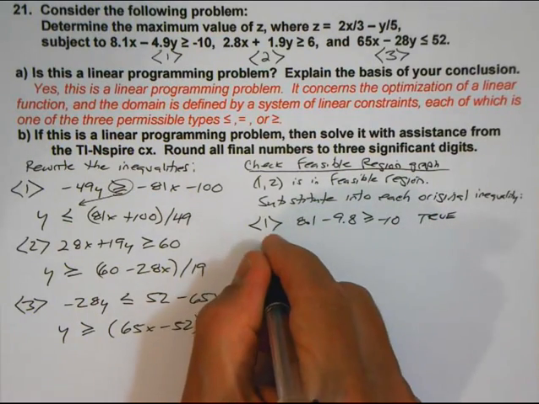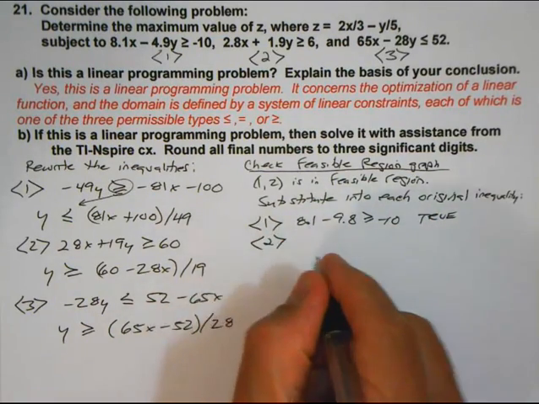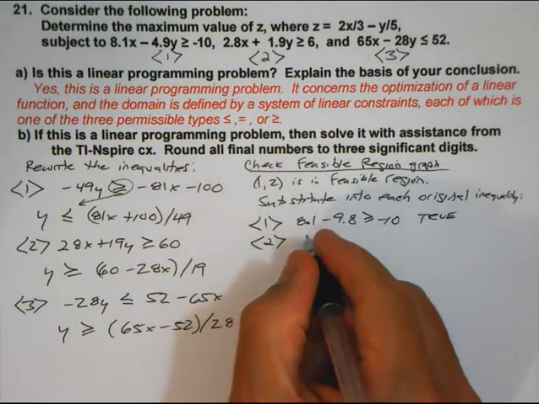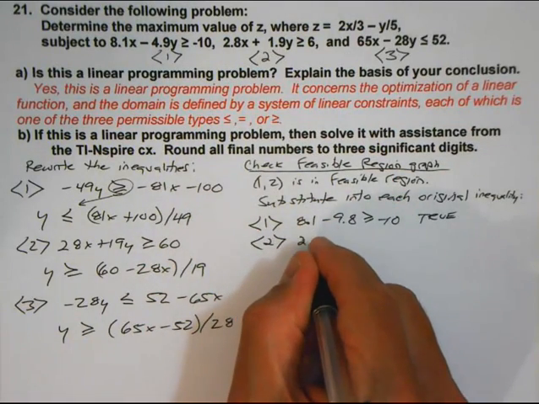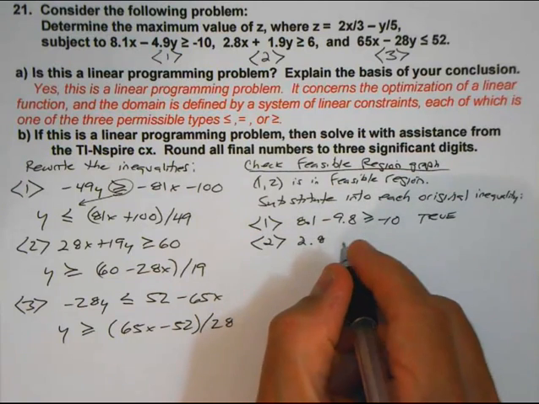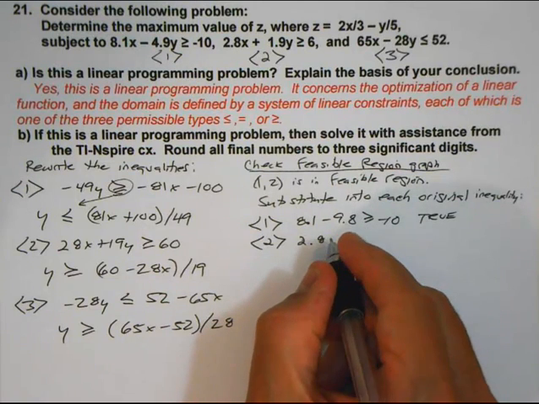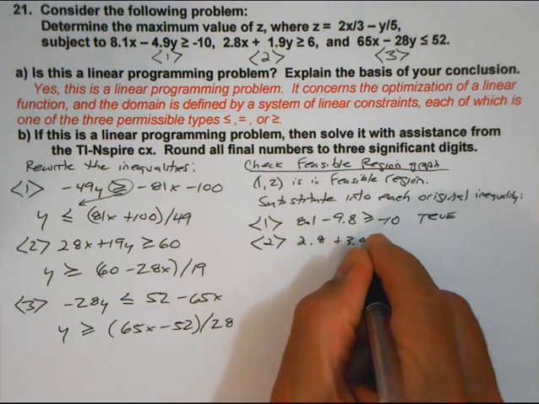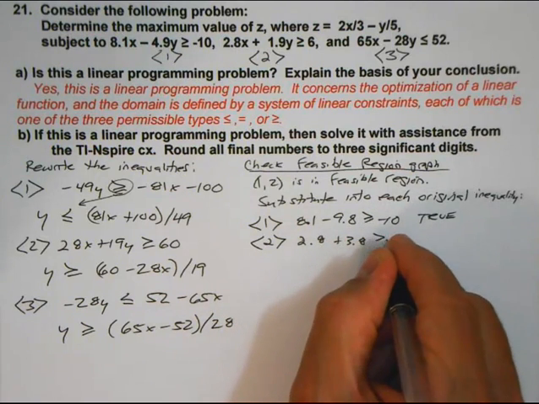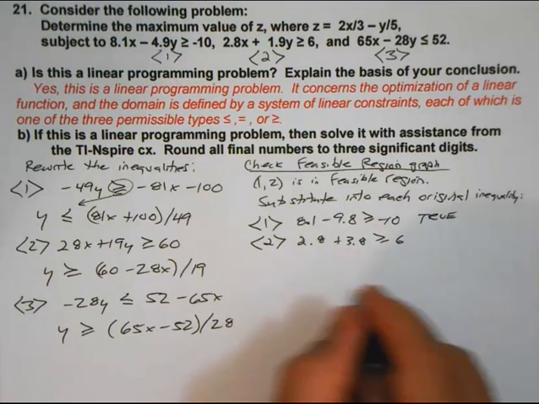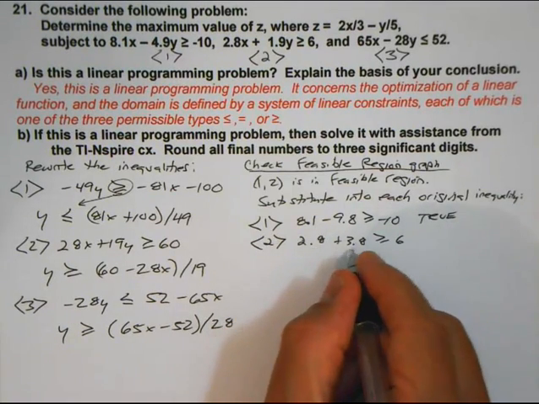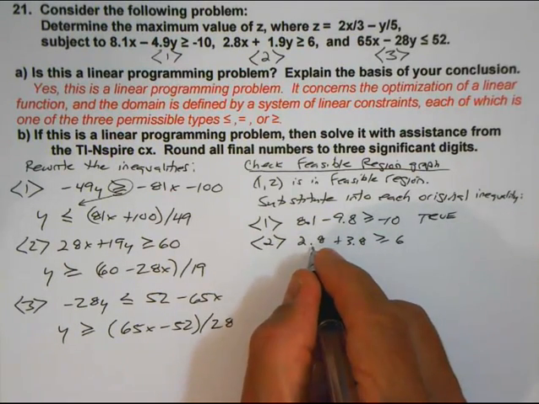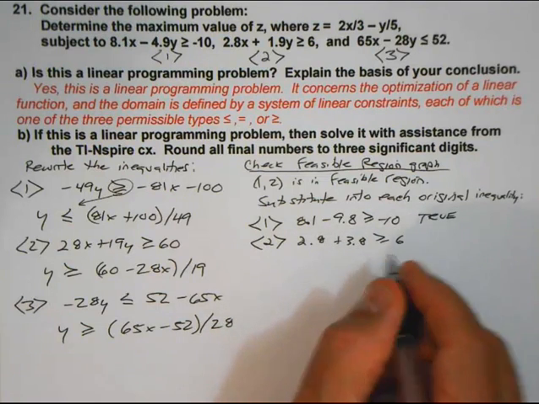Okay, let's go to original inequality 2. Here it is. x is 1, so that's 2.8 times 1 plus 1.9 times 2, which would be plus 3.8. Is that greater than or equal to 6? Okay, let's see what is over here. 3.8, 4, 5, 6.6 is the left-hand side. True.